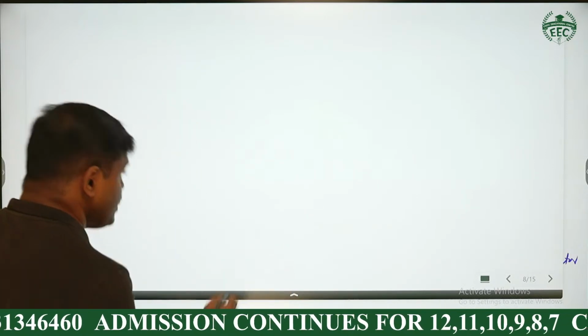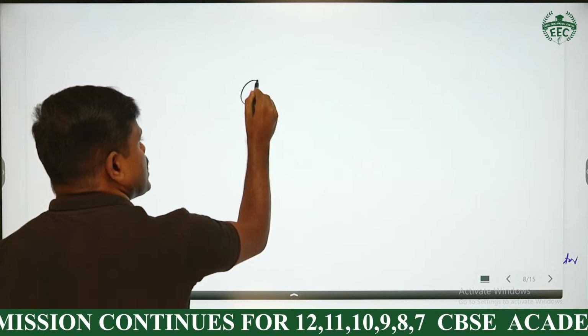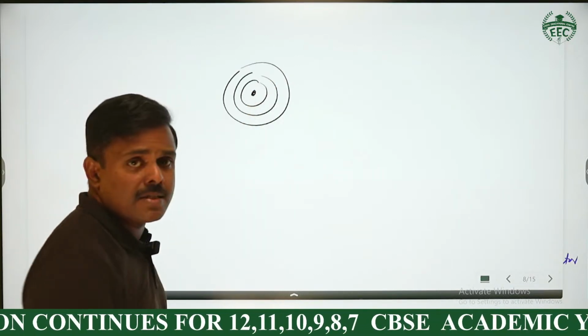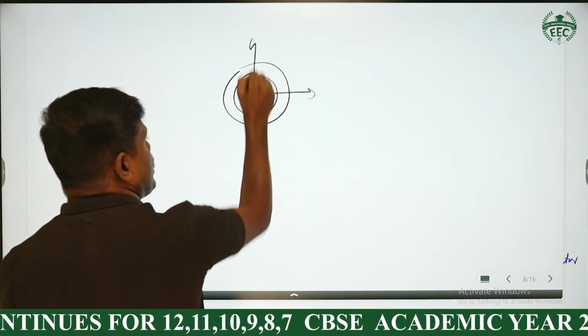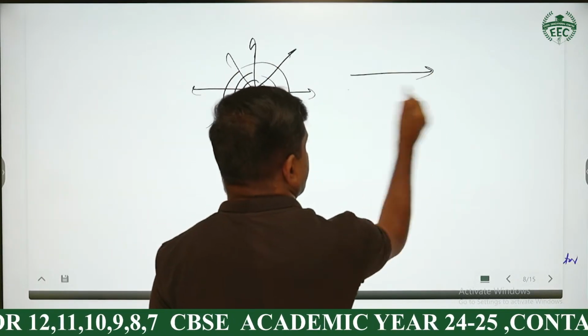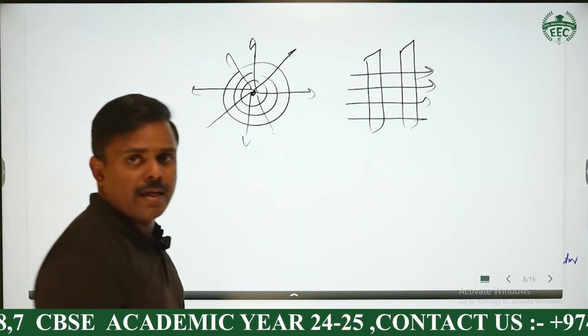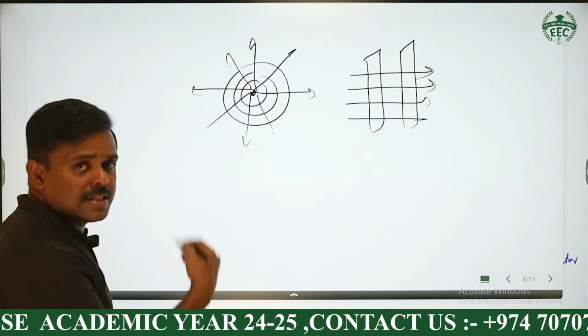And the last question, they will ask you to draw equipotential surfaces. First one, point charge, all spherical surfaces. You can also draw the field lines. And second one, uniform electric field. Any surface held perpendicular is equipotential.